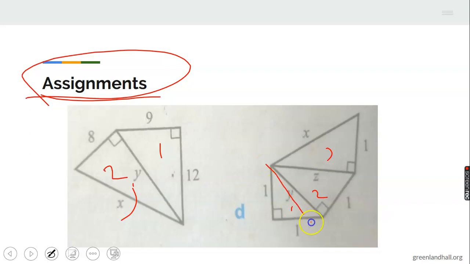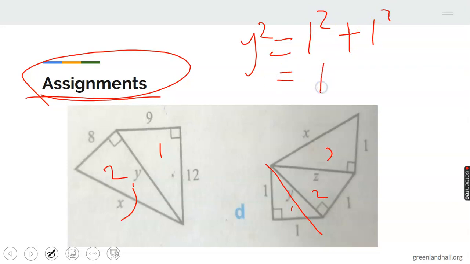Now, this is the longest side. y square equals 1 square plus 1 square. That is 1 plus 1, that is 2. y square equals 2. You can see the square root of 2 will not be a whole number. So you can leave it there and still use y square in the second triangle. The same thing with z. You now use z for the third triangle.